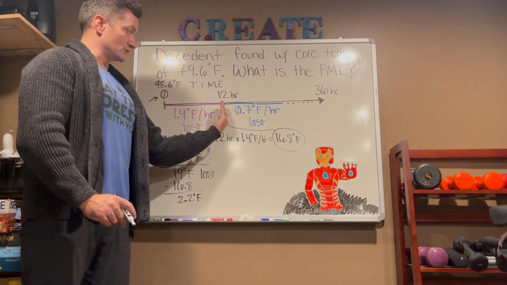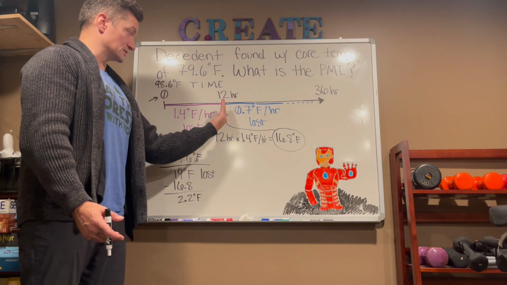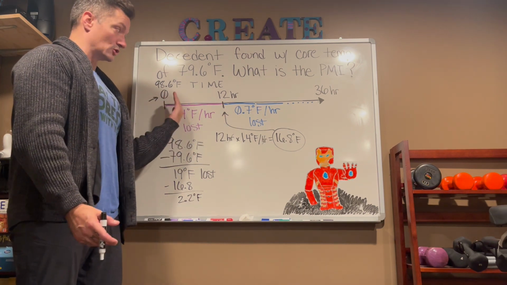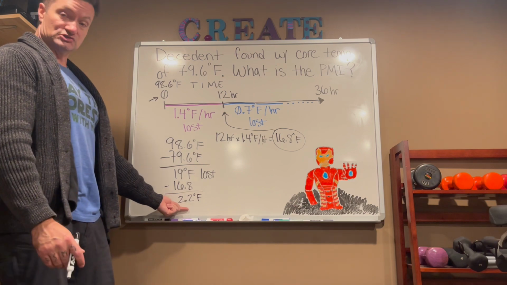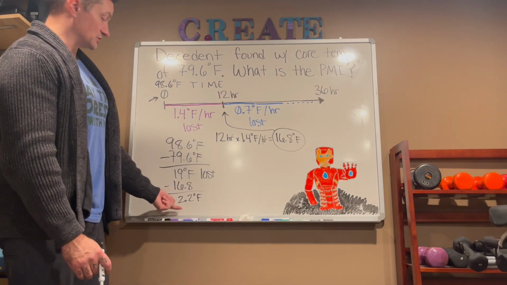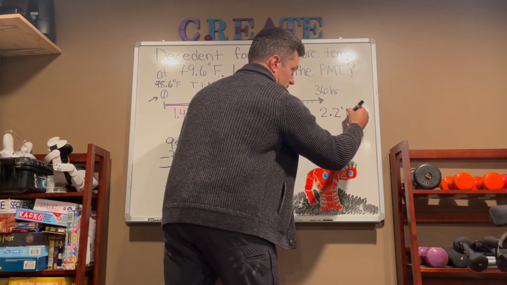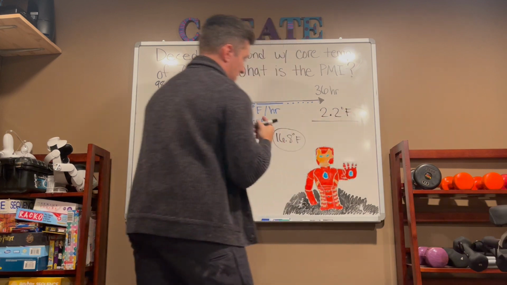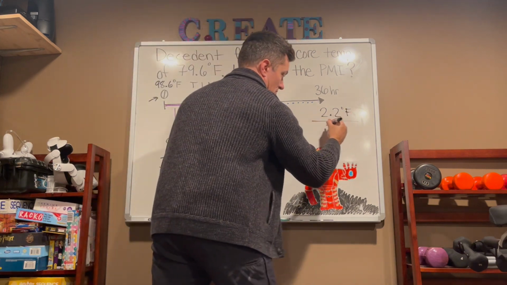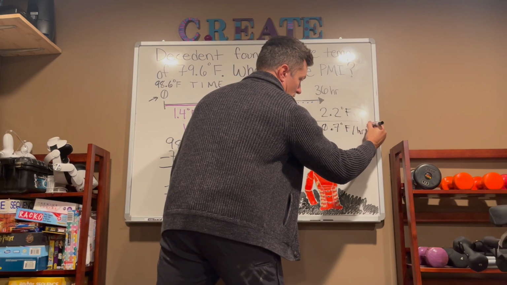Remember how I told you if they cooled less than 16.8 degrees, we just divide it by 1.4, and it tells us how many hours they were dead in this zone. We're going to do the same thing over here for this new value, the 2.2 past that they are. So we're going to take 2.2 degrees Fahrenheit, and we're going to divide it by our 0.7 degrees Fahrenheit per hour.